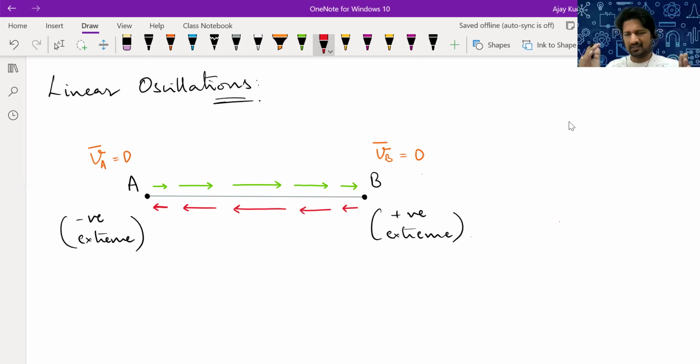Fine. Hypothetically, an object can go with constant speed from A to B, undergo elastic collision, and come back with the same constant speed from B to A. Such things are possible in imagination, but in real life, it's not. So when the object starts moving from A, which is the extreme position where velocity is zero, it gains velocity to the right, which means its acceleration is to the right. That is how it is gaining velocity in that direction.